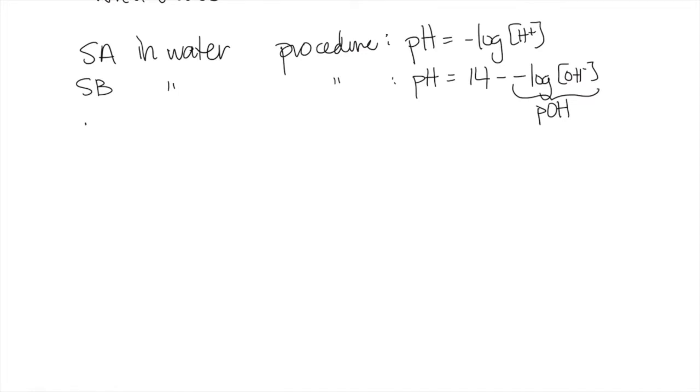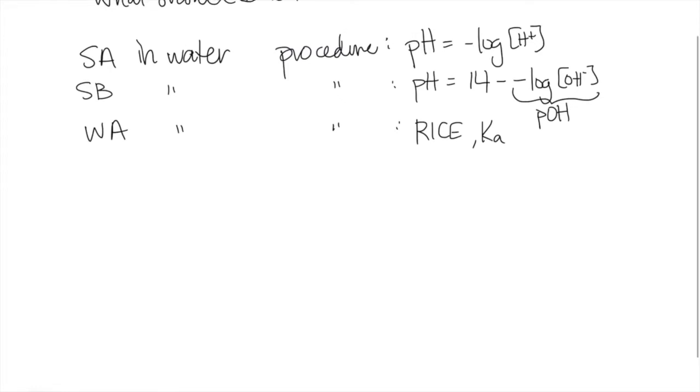Okay, now what if I have a weak acid in water? Well, then my procedure is going to be that I'm going to use a RICE table with the Ka for that weak acid. Why am I doing this? Well, weak acids dissociate only a little bit. So to figure out how much dissociates, I have to use a RICE table and get my x value by solving with my Ka that's given. Once I do that, I'm going to get a value of x, which is going to equal the concentration of H+ in my solution, and then I take the negative log of the H+.